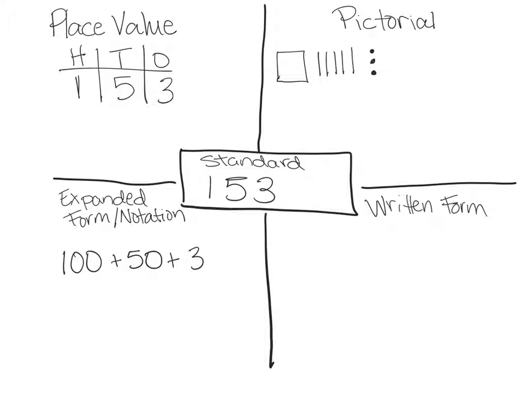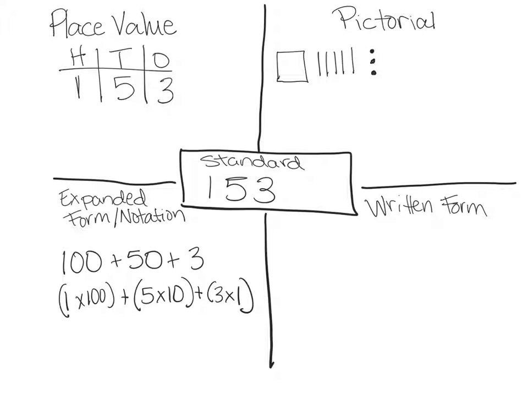Next, the expanded notation. This one's a little bit harder to do, just because you're not used to doing multiplication yet. But this is the way we actually do it. With notation, we use multiplication. I have a 1 in the hundreds, so that means I do 1 times 100, putting that in parentheses, plus symbol. Next, I have 5 in the tens, so that means I have 5 times 10, adding symbol. Then I have 3 ones, so that means I'm doing 3 times 1.